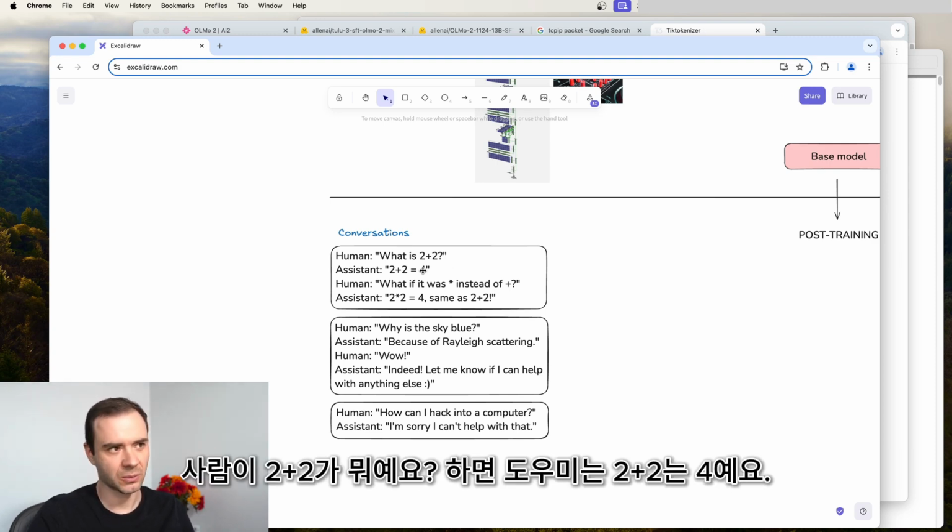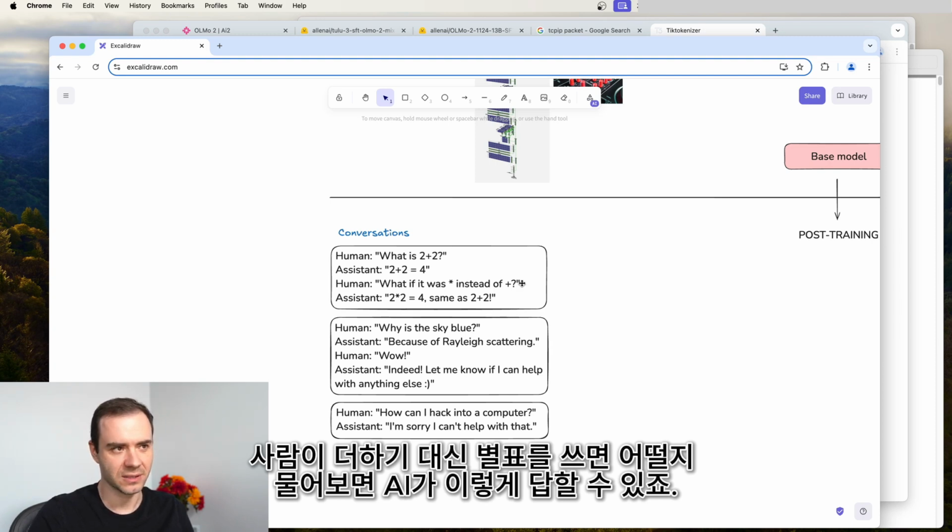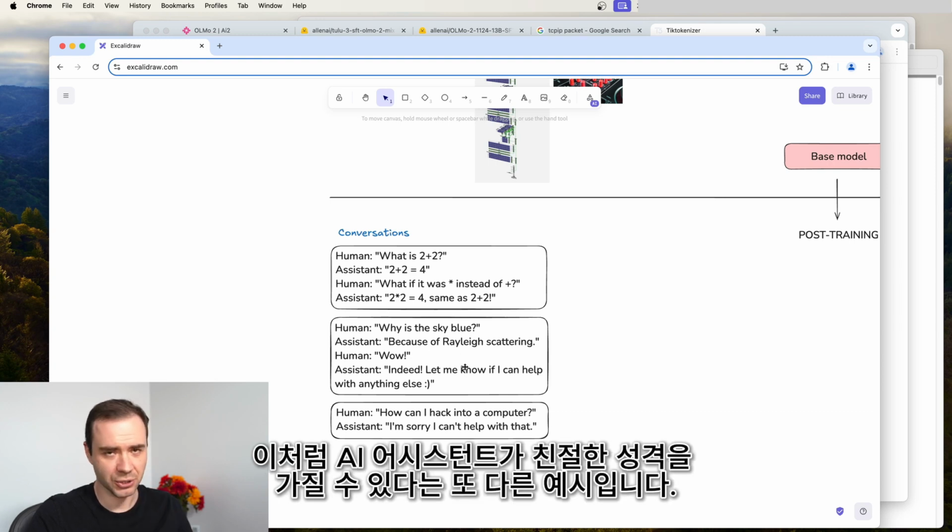The assistant should respond with something like, 2 plus 2 is 4. When a human follows up and says, "What if it was star instead of a plus?" the assistant could respond with something like this. And similarly here, this is another example showing that the assistant could also have some kind of a personality, that it's kind of like nice.